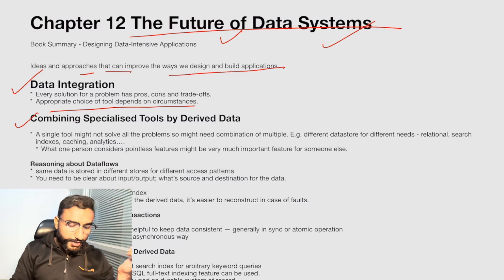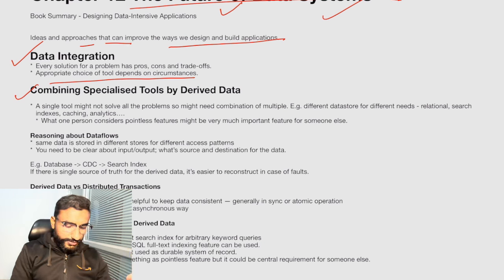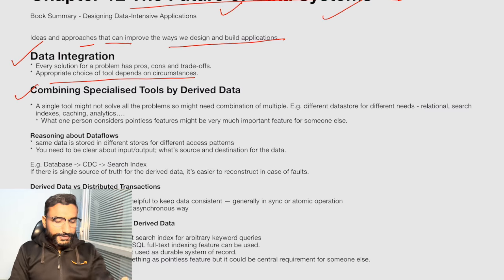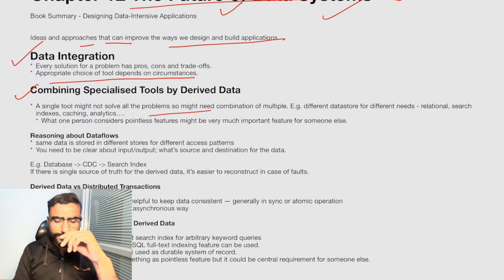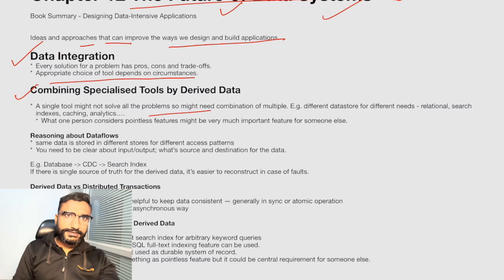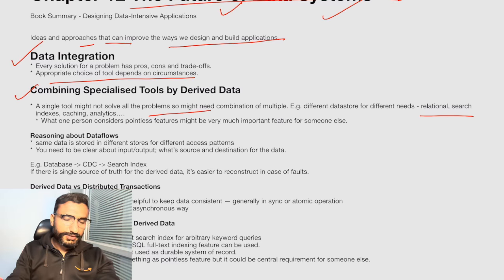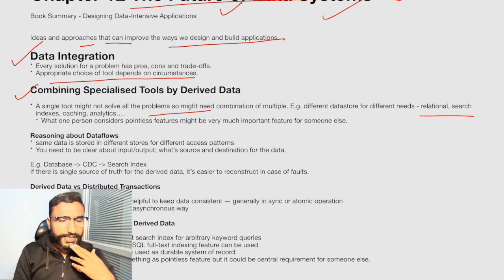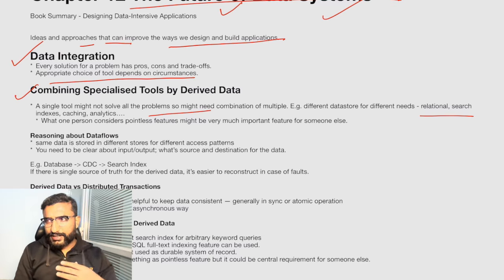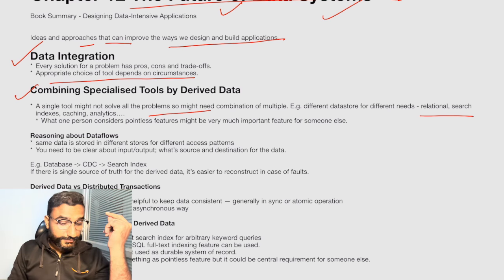Combining specialized tools by deriving data. Whenever we choose a solution, and we are talking mostly about data systems here, a single tool or system might not be able to solve all the problems, so you might need a combination of multiple tools. Take the example of databases. You have relational databases, search databases, caching capabilities, and analytics capabilities. You have different problem statements, and there are different databases built for these different use cases.